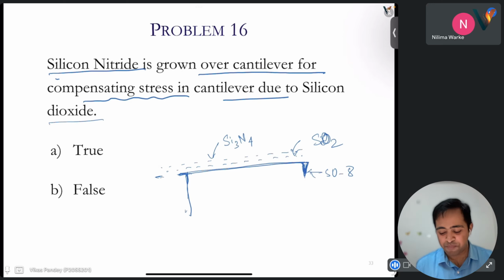So in that case, if from the bottom you are putting a force in the opposite direction, with the material, then we can say that it will help to compensate. I am not that sure, but that is very logical when you think from that point of view.